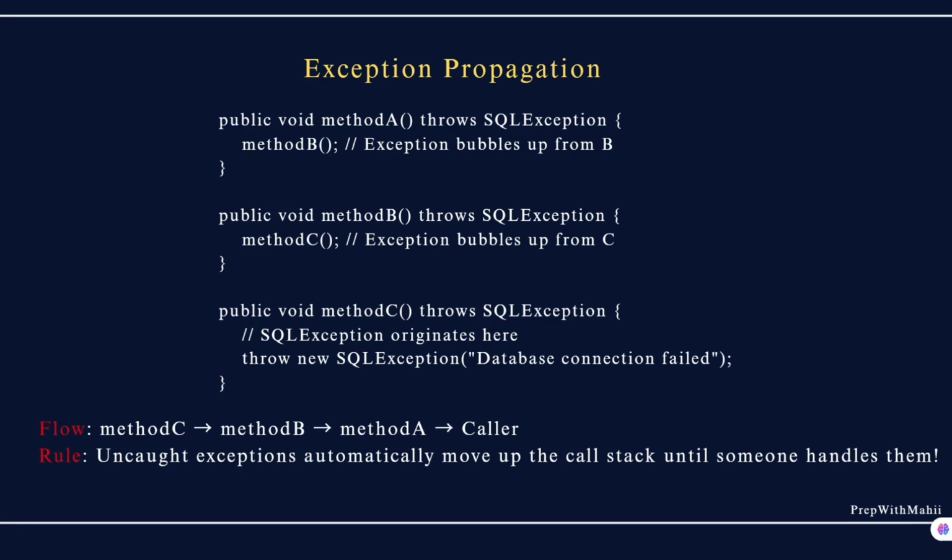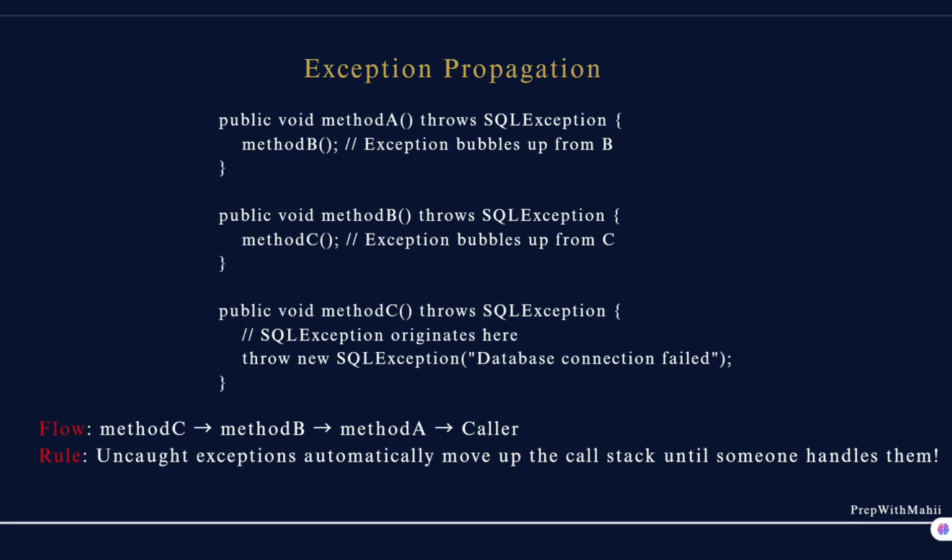When an exception is thrown and not caught locally, it propagates up the call stack to the calling method. This continues until someone catches it or the program terminates. It's like escalating an issue at work. If you can't solve it, you pass it to your manager, who might pass it to their manager.